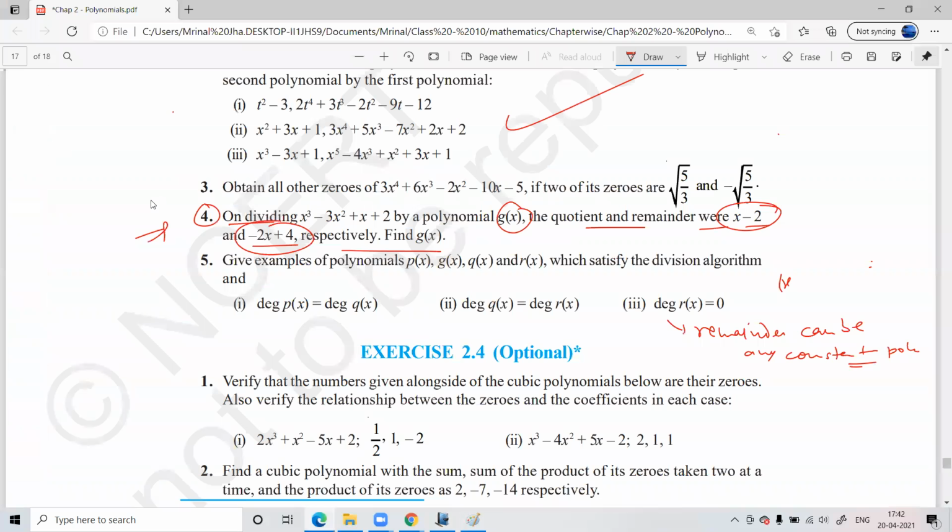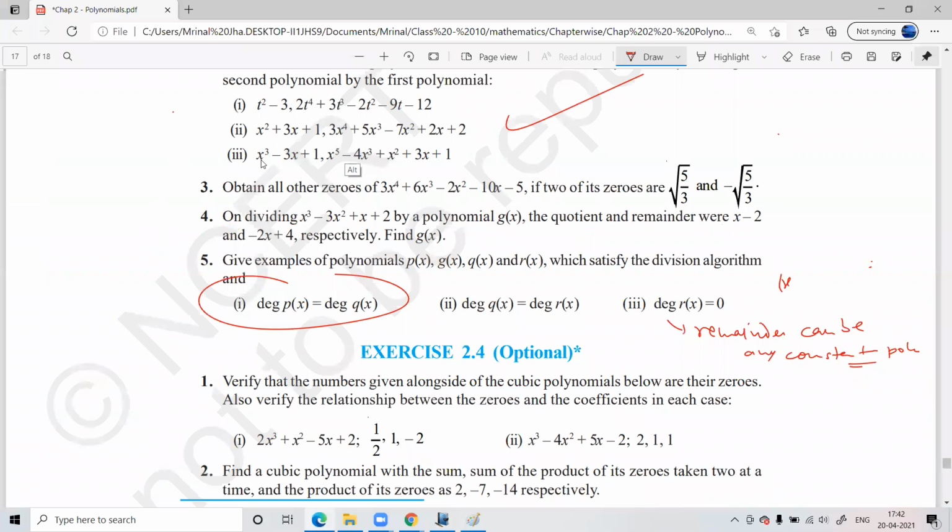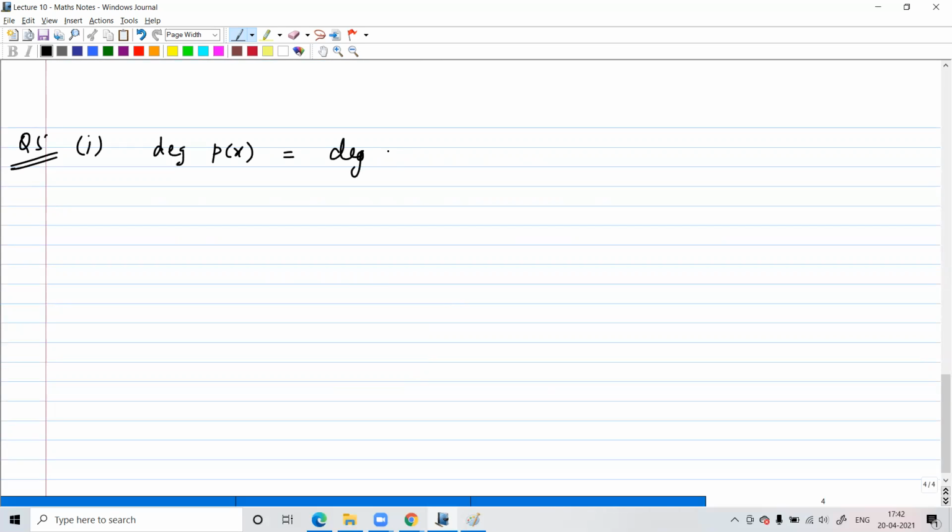Now, like I said, I will tell you one more approach, one more way of thinking about the fifth question. So let's talk about that very quickly. They're asking question number 5, but what do they want? They want degree of p(x) to be equal to degree of q(x). Okay, so what you do is you write down your division algorithm first.